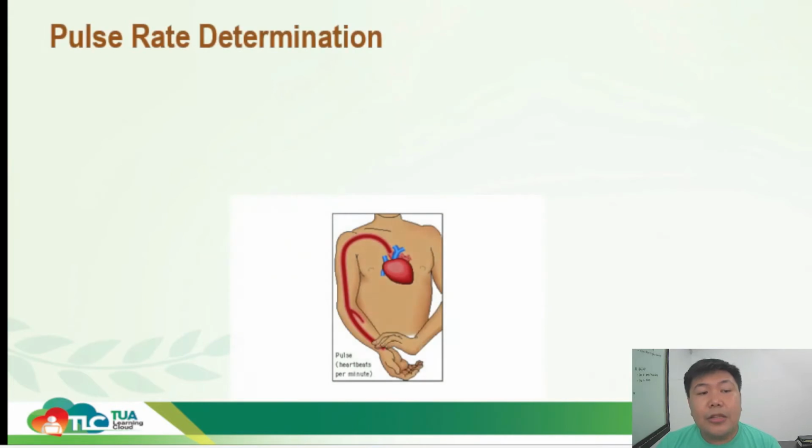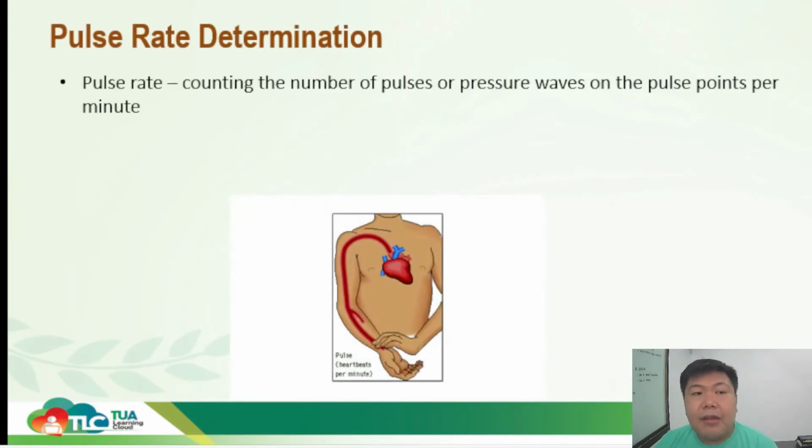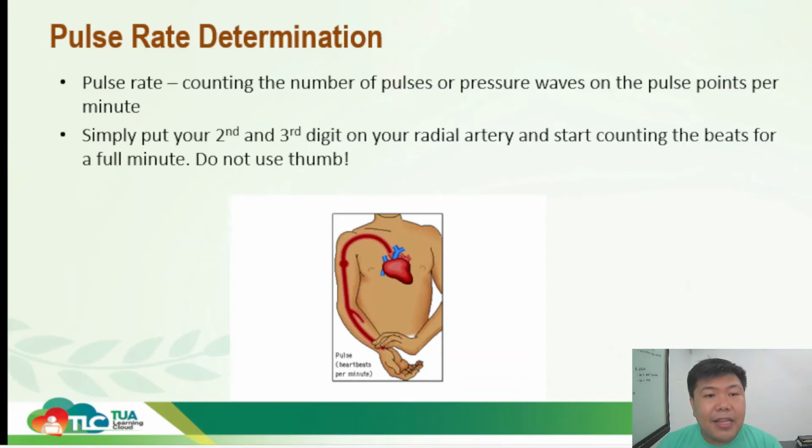So how do we determine the heart rate or the pulse rate? First, we count the number of pulses or pressure waves on our desired pulse point. So you have to decide first which pulse point you want to use, whether it be the radial artery, common carotid, femoral, or dorsalis pedis. Choose one and then put your middle and your index finger there and start counting the beats for a full minute. Let me just tell you that you cannot count for only 30 seconds and then just multiply by 2. That's not allowed. That's cheating.